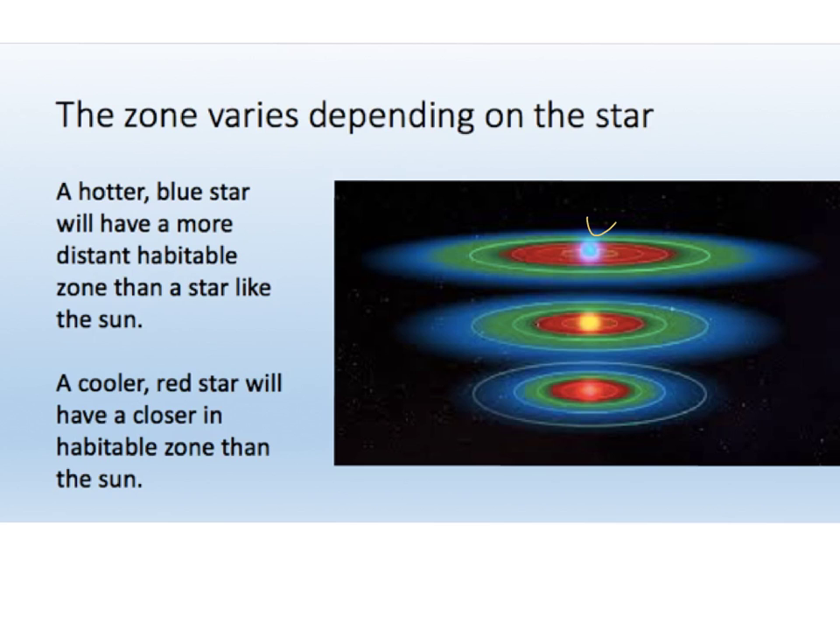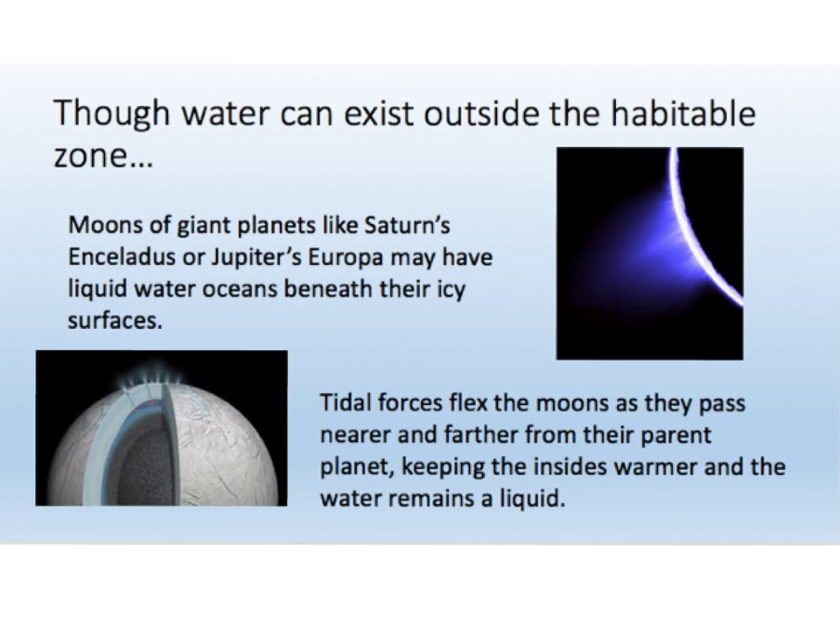If we have a very hot star, that green habitable zone is going to be much farther away from the star than if we have a much cooler red star. Keep in mind, though, that water can exist outside the habitable zone. Remember, moons like Jupiter's Europa and Saturn's Enceladus do harbor liquid water beneath their icy surfaces, and whether it's radioactivity or tidal forces flexing these moons as they pass by their parent planet, the waters inside are warm enough that the water is a liquid.